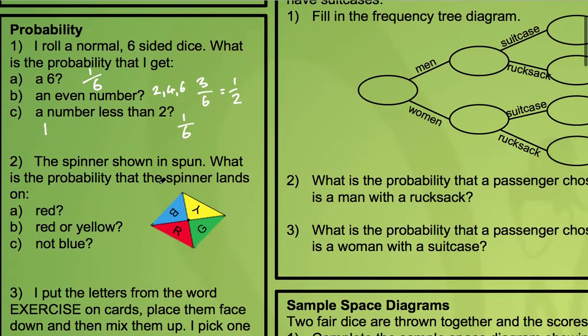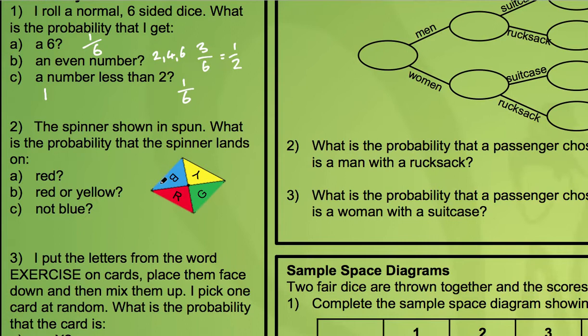Question 2, the spinner shown is spun. What is the probability that the spinner lands on red? We can see that's only 1 out of the 4. Red or yellow, that is 2 out of the 4 options, could also be written as 1/2. Not blue is any of the other 3, so that is 3 options out of 4.